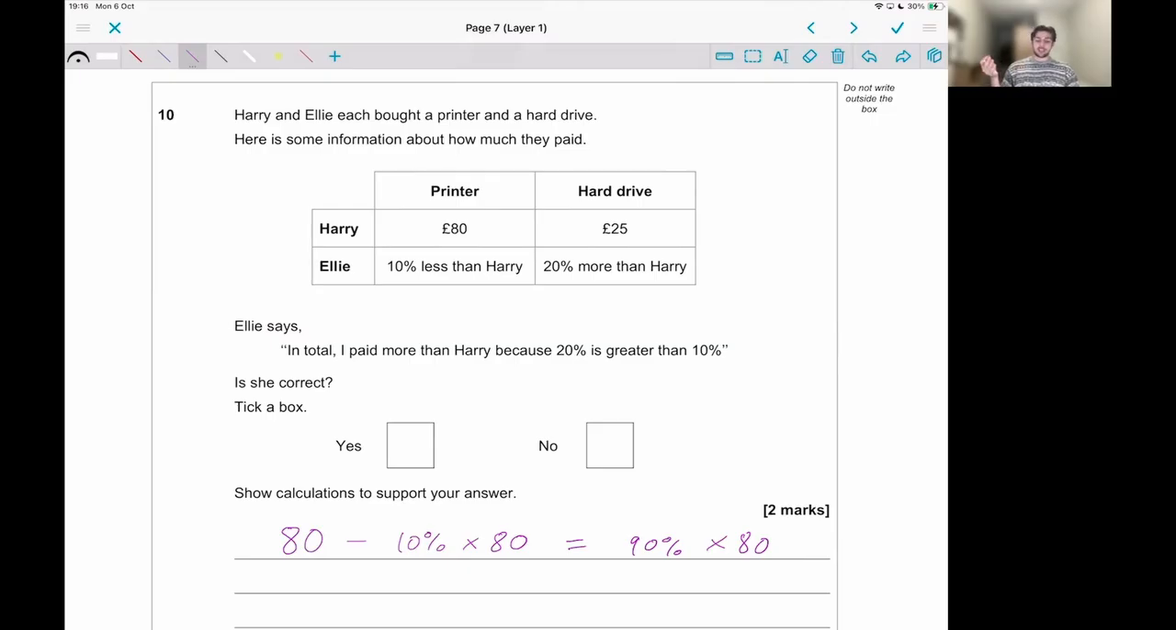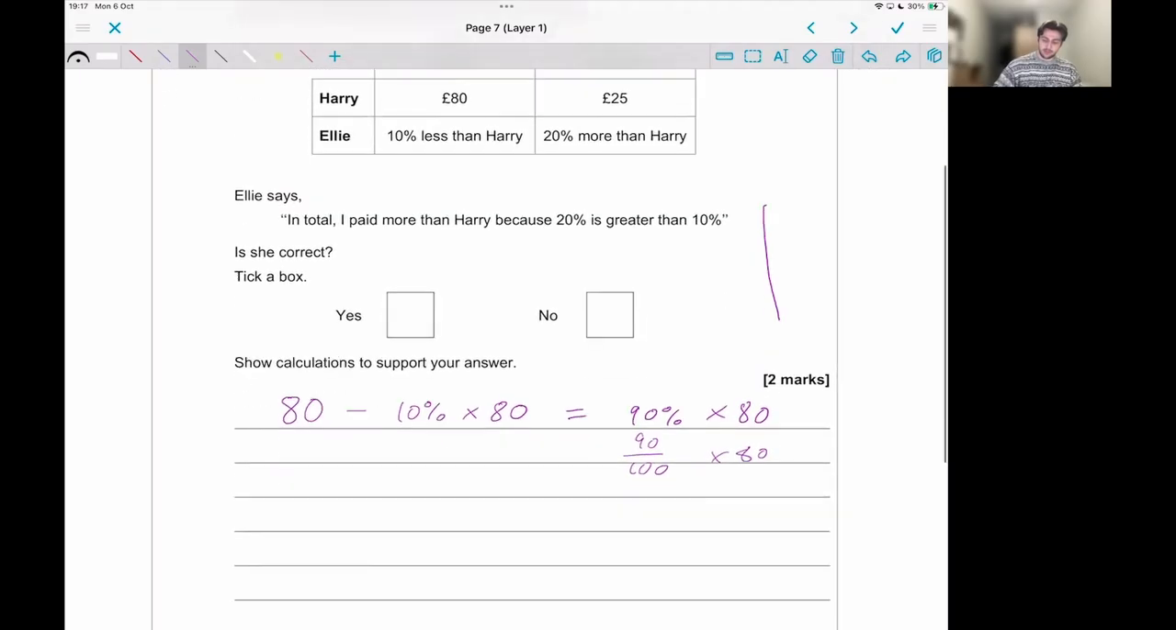Alternatively, if you don't have a percent symbol, remember, what does percent mean? Percent means per 100, out of 100, divide by 100. So this is 90 divided by 100 times 80. Or in other words, 0.9 times 80. And again, this will all just give us £72 she paid for the printer.